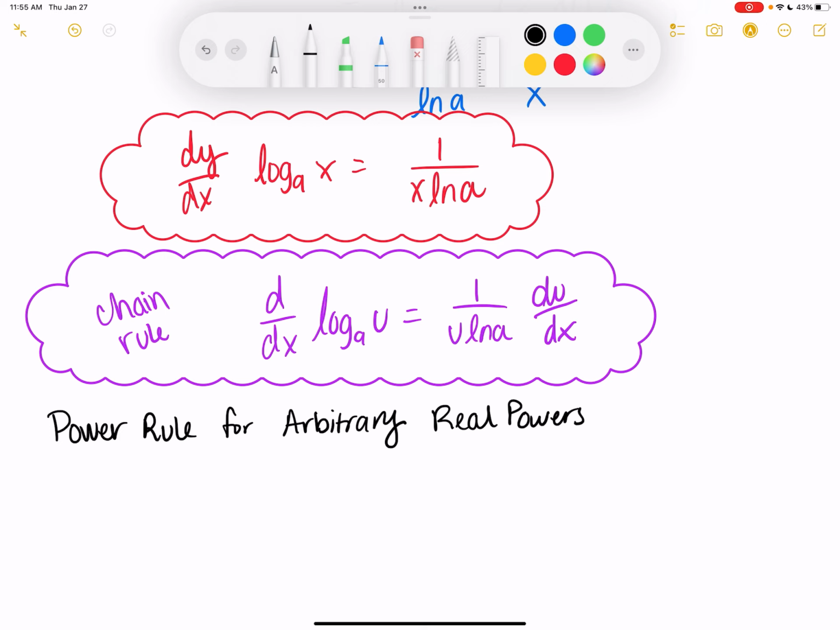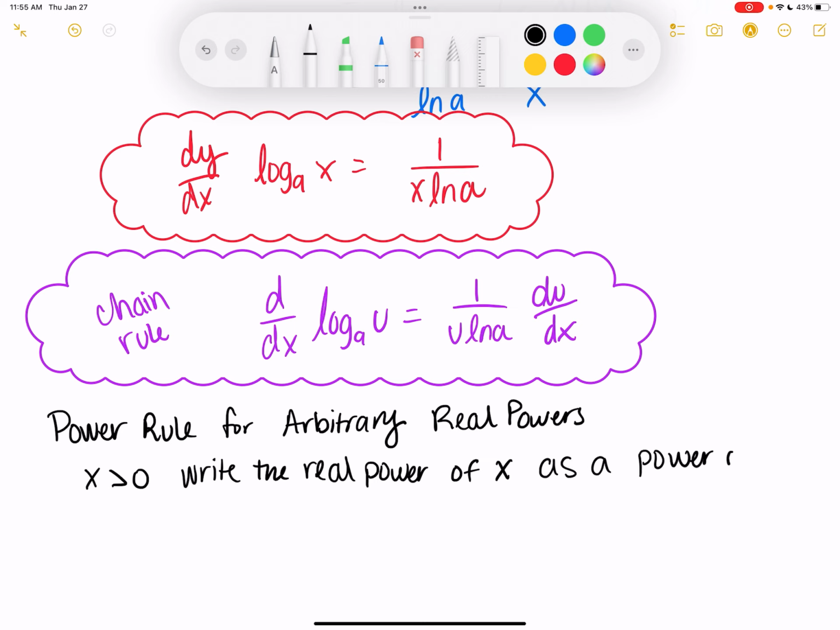So, power rule for arbitrary real powers. If we have x greater than 0, then we write the real power of x as a power of e. So if you've got something like x to the n, that's equal to e to the n ln of x.